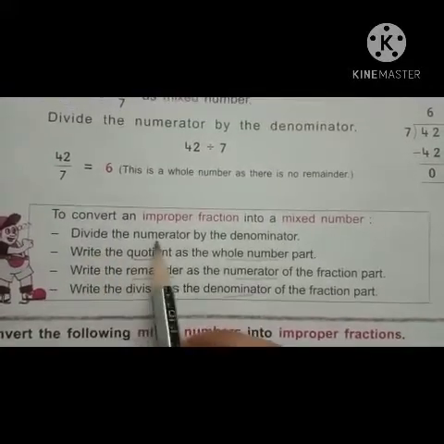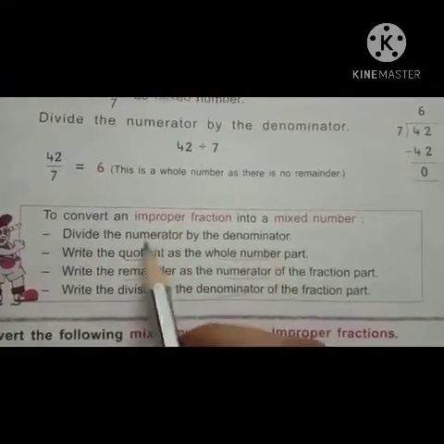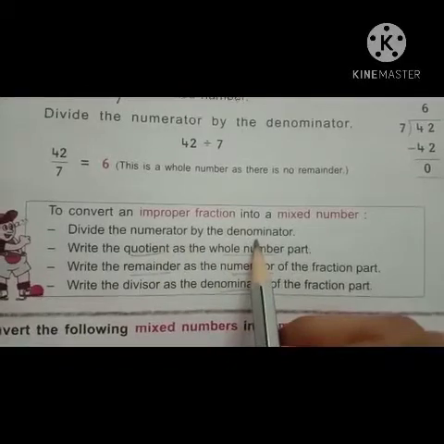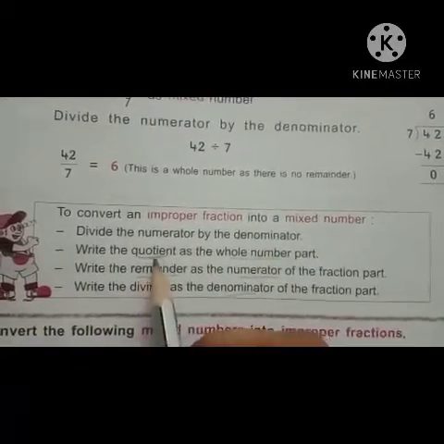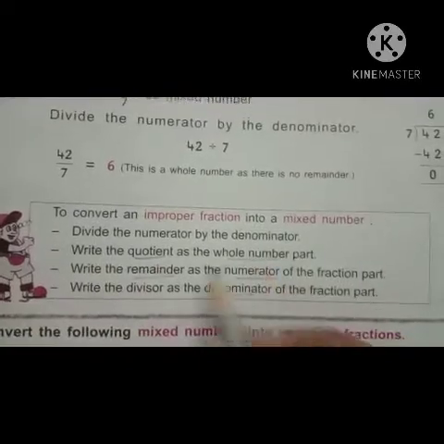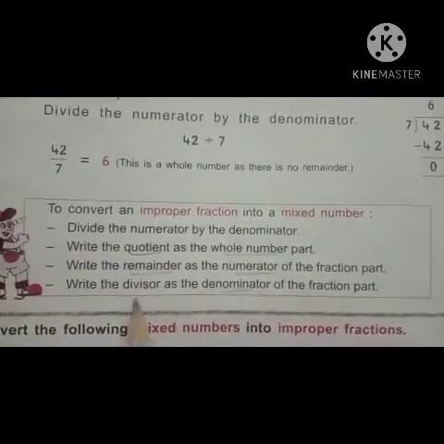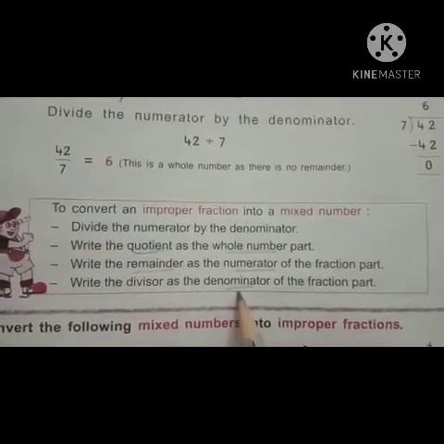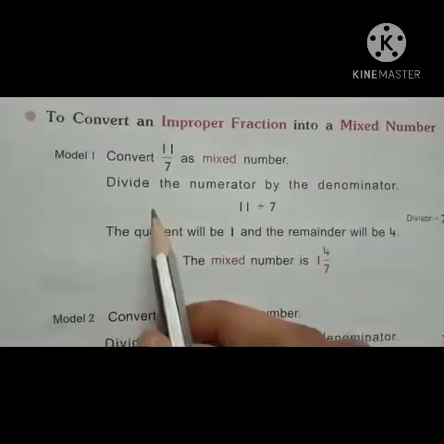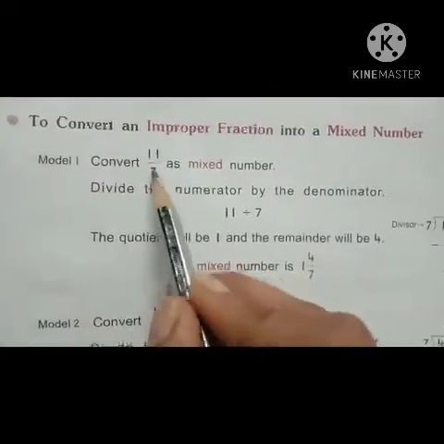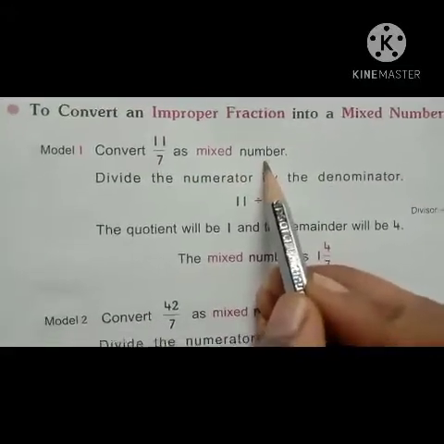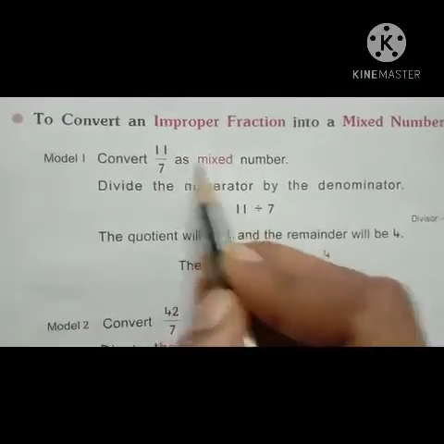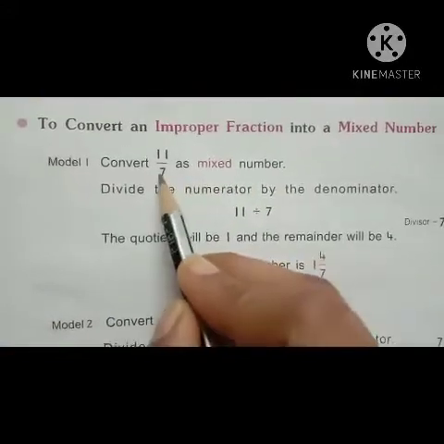Divide the numerator by the denominator. First, we have to do the division. Afterwards, we will get the quotient, no? That quotient we have to write as the whole number part, and the remainder is the numerator, the divisor is the denominator. Now, see here one example. Convert 11 by 7 as a mixed number. This is an improper fraction.